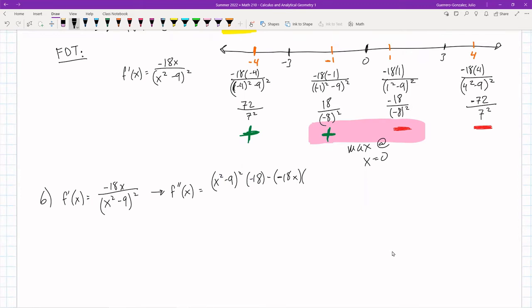Here's where the fun begins. So it's going to be 2 times x squared minus 9 times 2x, all over the bottom squared. So it's going to be x squared minus 9, before I forget, to the fourth.